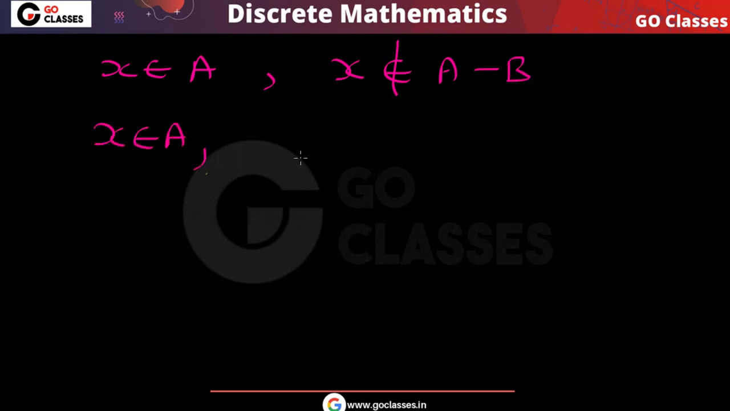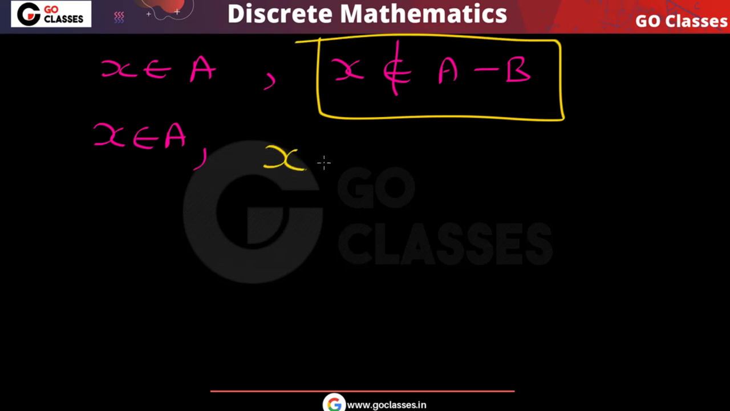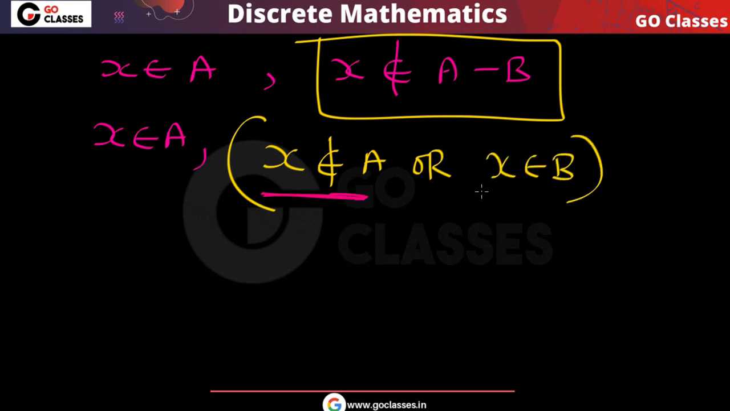So this we can apply here. This is what we have: x is in A and x is not in A minus B. From this I can say that either x is not in A or x is in B. Now you can notice either this will happen or this will happen. Since x is already in A, this cannot happen, because there is an or here, either x does not belong to A or x belongs to B.